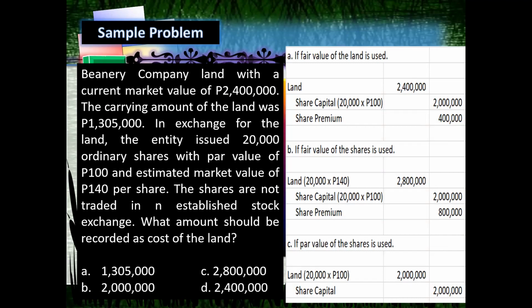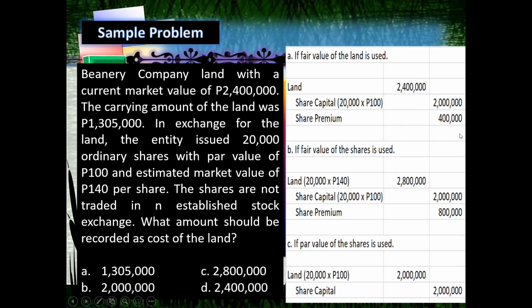Okay, so for letter A, this will be your entry kapag ang ginamit ay fair value of the land. So if the land is 2.4, no, your share capital will be credited at par. So that's 20,000 times 100. So that's 2 million. And then your share premium will be 400,000.